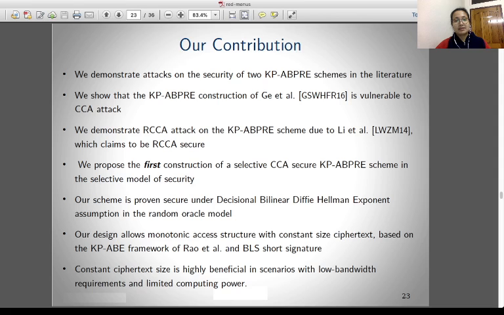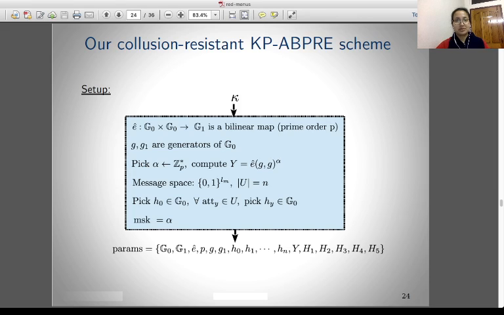Our scheme is proven secure under the decisional bilinear Diffie-Hellman exponent assumption. Our design allows monotonic access structures with constant size ciphertexts, and our scheme is based on the KP-ABPRE framework of Rao et al. and BLS short signatures. Constant size ciphertexts are highly beneficial in scenarios with low bandwidth and limited computing power. So next I'll be giving a description of our scheme.